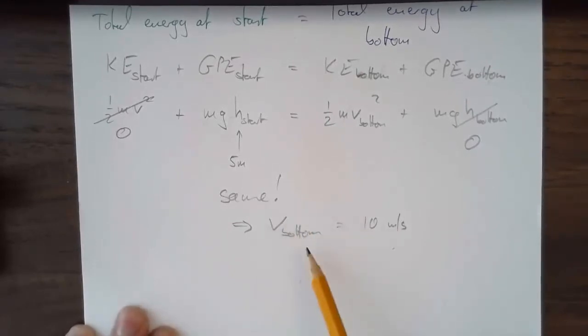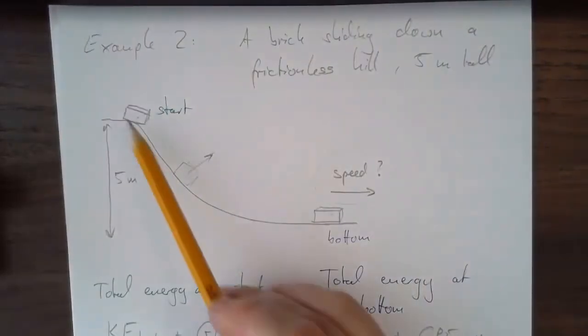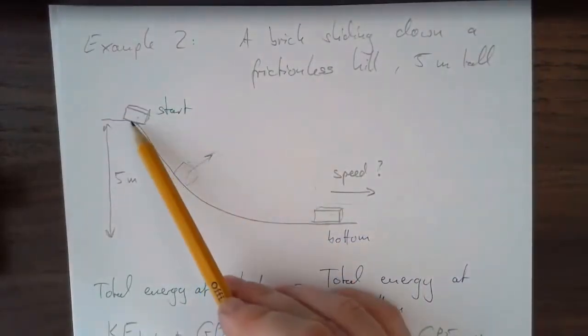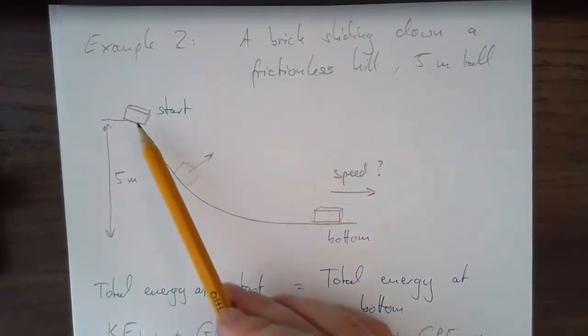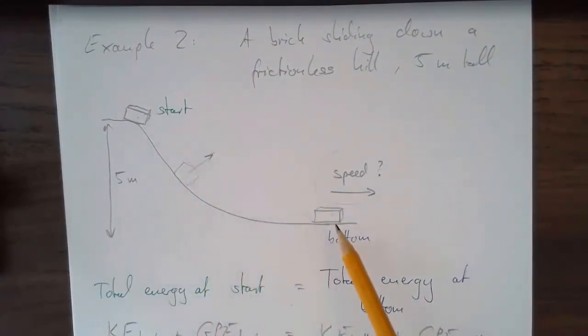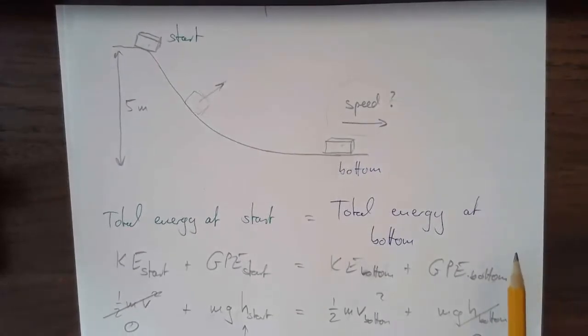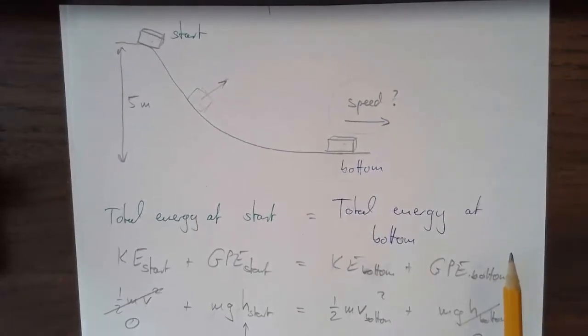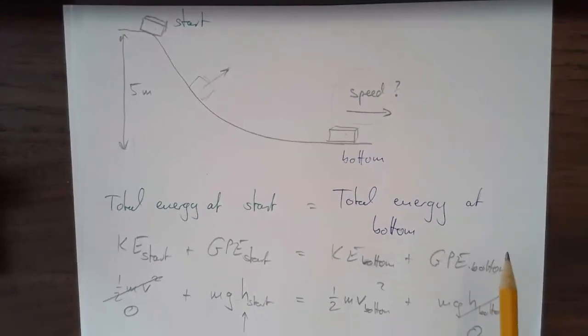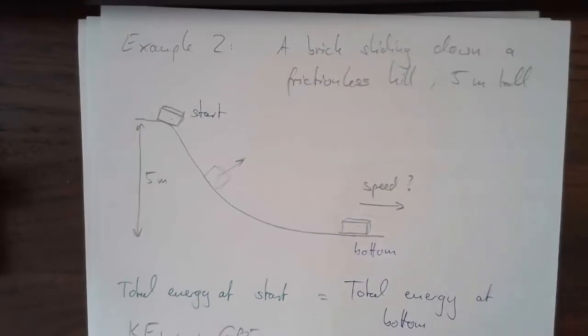And you can think of any other shape of hill from here down to here, maybe a steeper hill or just a straight ramp, doesn't matter. The speed at the bottom is going to be the same. It only depends on your initial height and what planet you're on. Right, and that's what we learned from energy conservation.